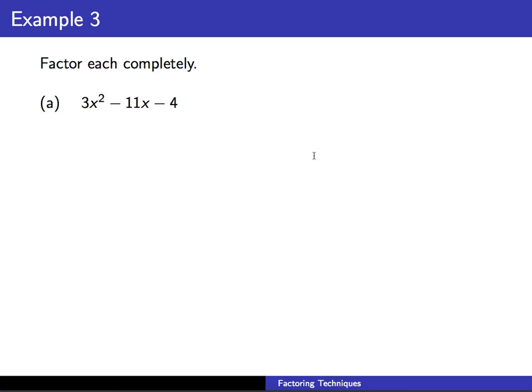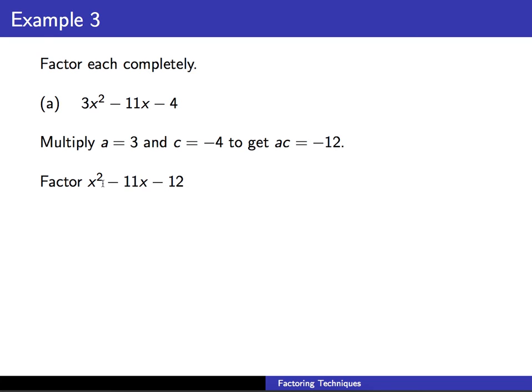Factor 3x squared minus 11x minus 4. All right, first of note, always check to see if there is a greatest common factor before you do anything. In this case, we don't have a greatest common factor, so we can multiply the 3 for a and the negative 4 for c to get negative 12. And so now we're going to ignore this 3 in front of the x squared for a moment. Now we're going to factor x squared minus 11x minus 12.